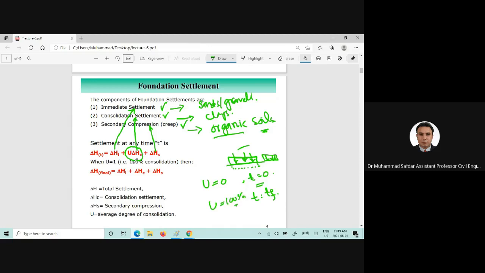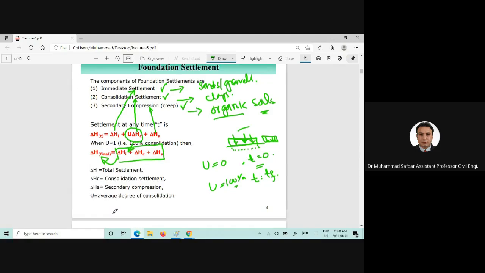And then you can use this equation to find the total or final settlement. Okay, so the terms are given: delta H is the total settlement, delta HC is the consolidation settlement, delta HS is the secondary compression, and U is the average degree of consolidation.